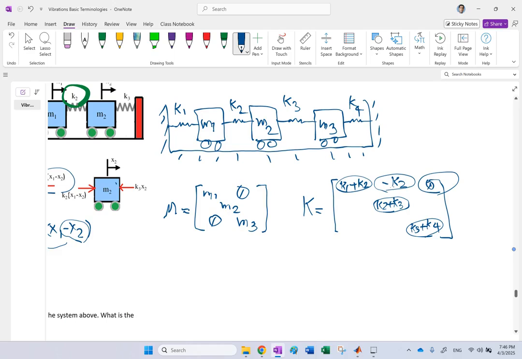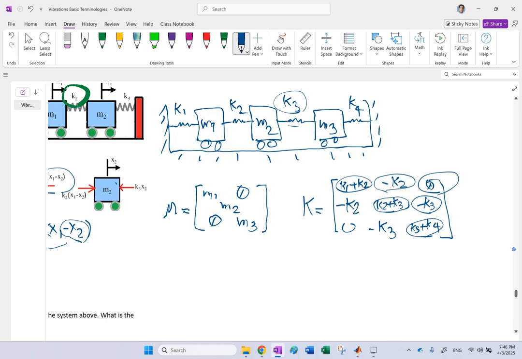Similarly, since it's symmetric, this is going to be negative K2. I don't even need to fill it. This is going to be 0. The only thing I need to find is this one, 2, 3. Are 2 and 3 related? Yes, through K3. So this is going to be negative K3. And again, since it's symmetric, this is going to be negative K3. Done. Okay, you see how I can easily find the M and K matrix just by looking at the system.